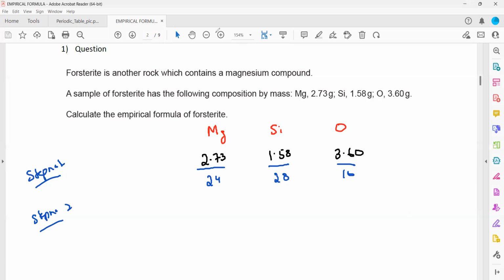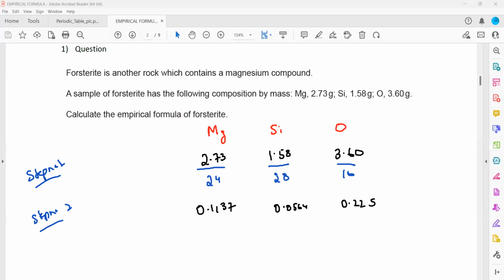You can use mic, chat, or screen annotation if you want to complete this. 0.1137. I'm using 4 decimal places. When you divide 1.5 by 28, the answer is 0.0564. And 3.60 divided by 16 is 0.225.